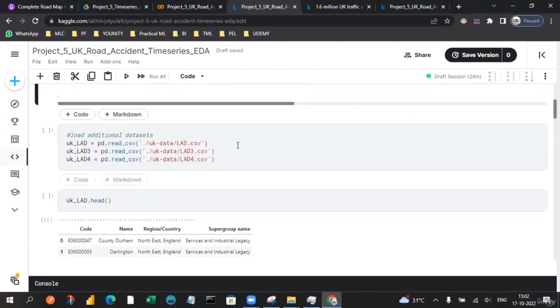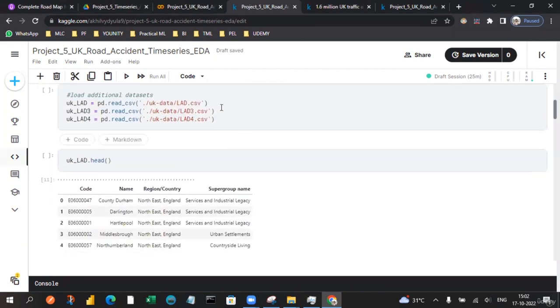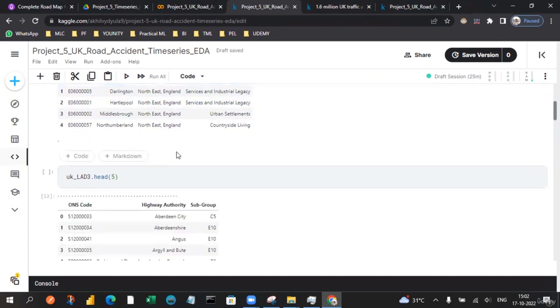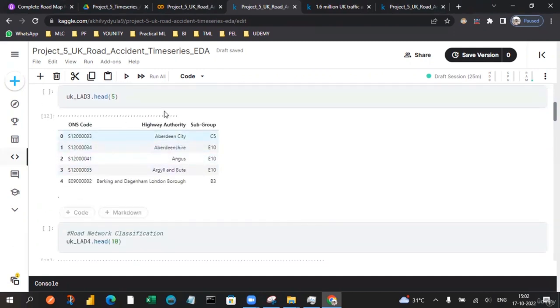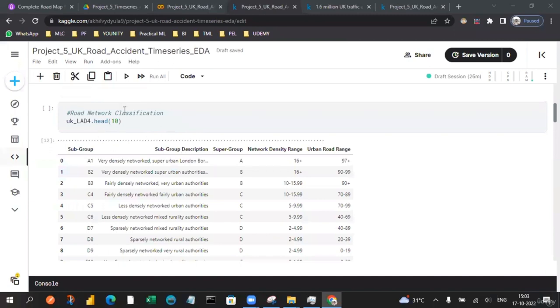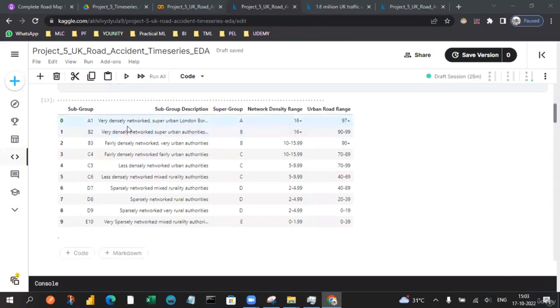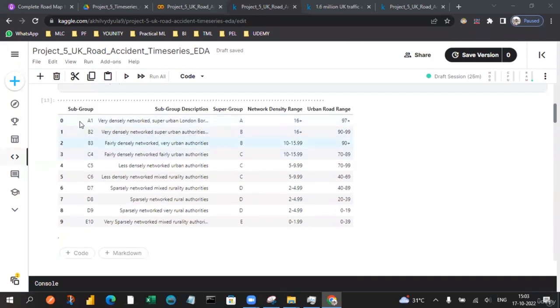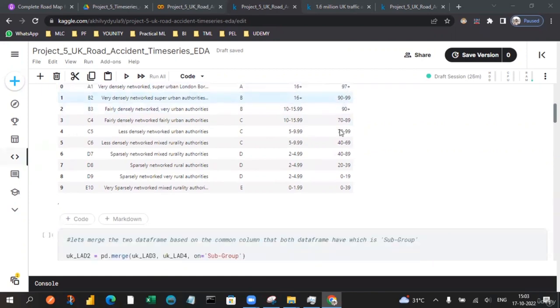So let's go ahead with the time series analysis and try importing some of the additional data sets we had, the LAD CSVs. These are some of the additional data sets we're going to use. In these we are going to have the OSN code, highway authority and subgroups. In the network, we're going to perform some classification tasks with these additional data sets. In this we also have subgroup, subgroup description and supergroup description, along with the density range and also the rural range.